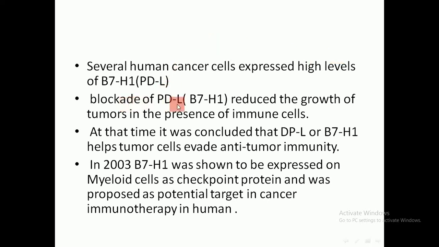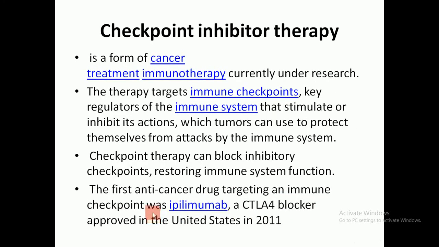Several human cancer cells express high levels of PD ligand. Blockade of PD ligand reduces the growth of tumor cells in the presence of the immune cells. At the same time, it was concluded that PD ligand or B7 helps tumor cells evade the anti-tumor immunity. In 2003, B7 was shown to be expressed on myeloid cells as checkpoint proteins and was proposed as a potential target in cancer immunotherapy in humans.